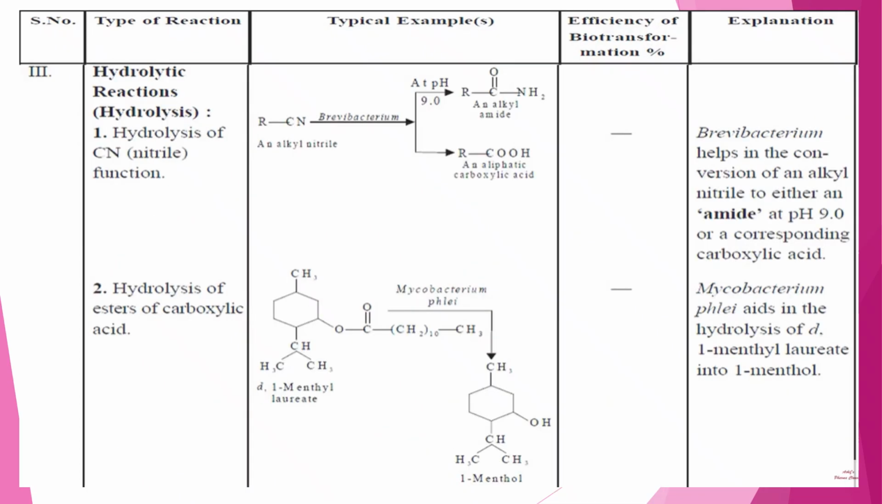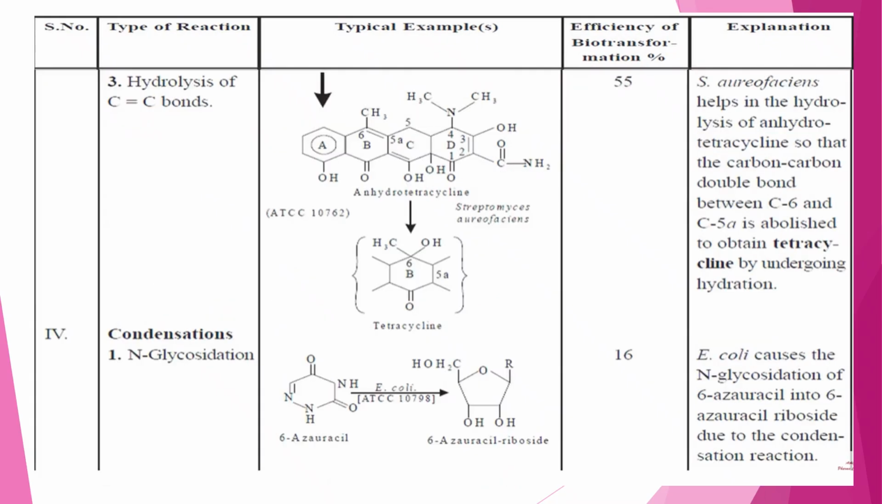Coming to hydrolytic reactions. Okay, hydrolysis. An alkyl nitrile group is hydrolyzed to form N-alkyl amide and aliphatic carboxylic acid in the presence of bacterium. Then hydrolysis of esters of carboxylic acid. Here also you can see that Mycobacterium aids the hydrolysis of dimethyl laurate into menthol.